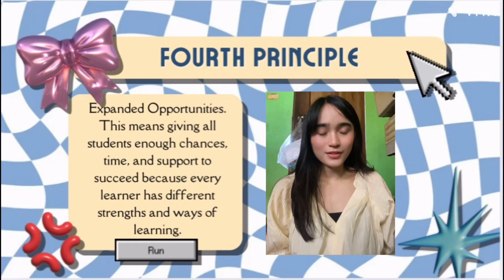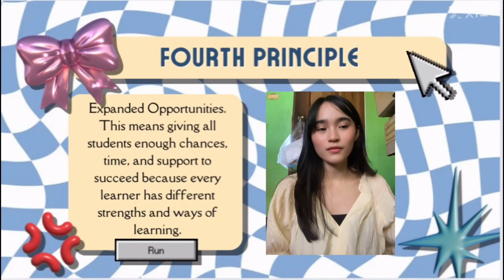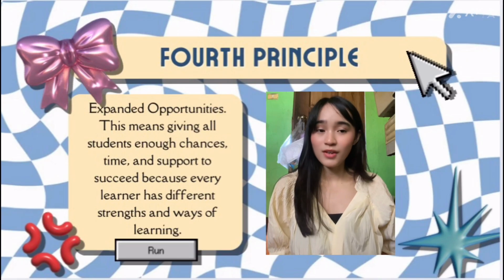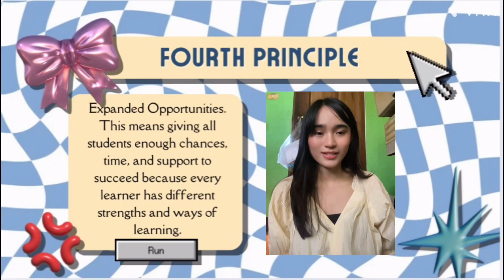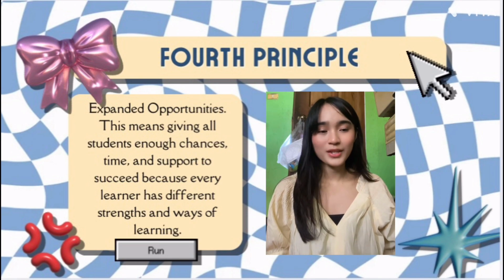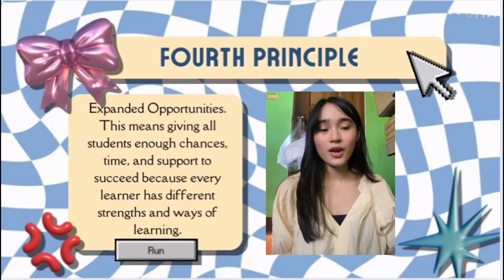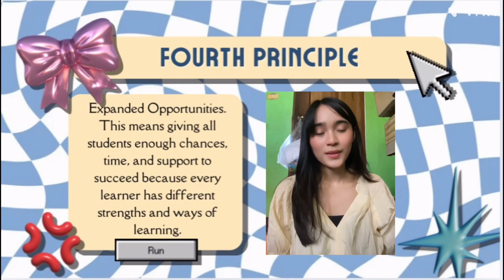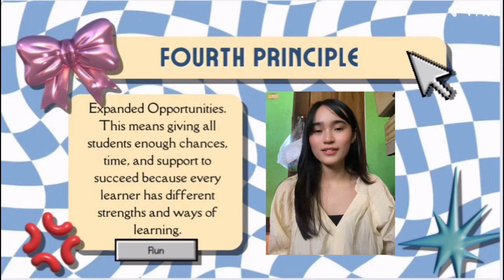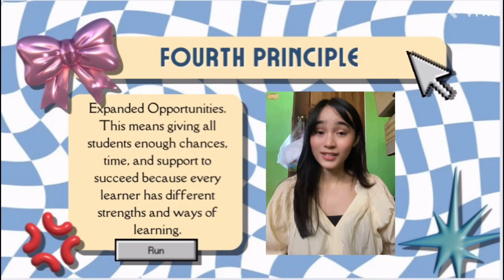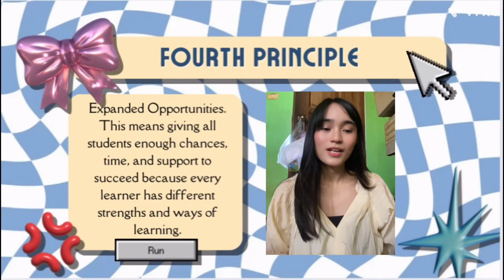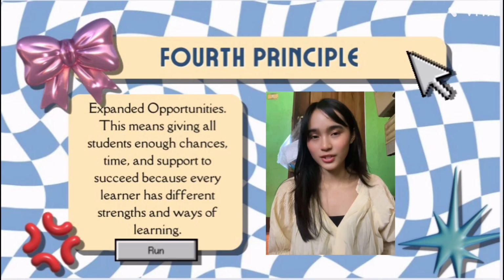So now let's proceed to the last principle, the fourth principle of OBE, expanded opportunities. This means giving all students enough chances, time, and support to succeed, because every learner has different strengths and ways of learning. OBE believes that all students can excel when they are provided with the right learning experience. This idea follows the belief in multiple intelligences, that every child has unique potentials or genius within them. With the proper opportunities, guidance, and encouragement, students can develop these abilities and achieve their best.